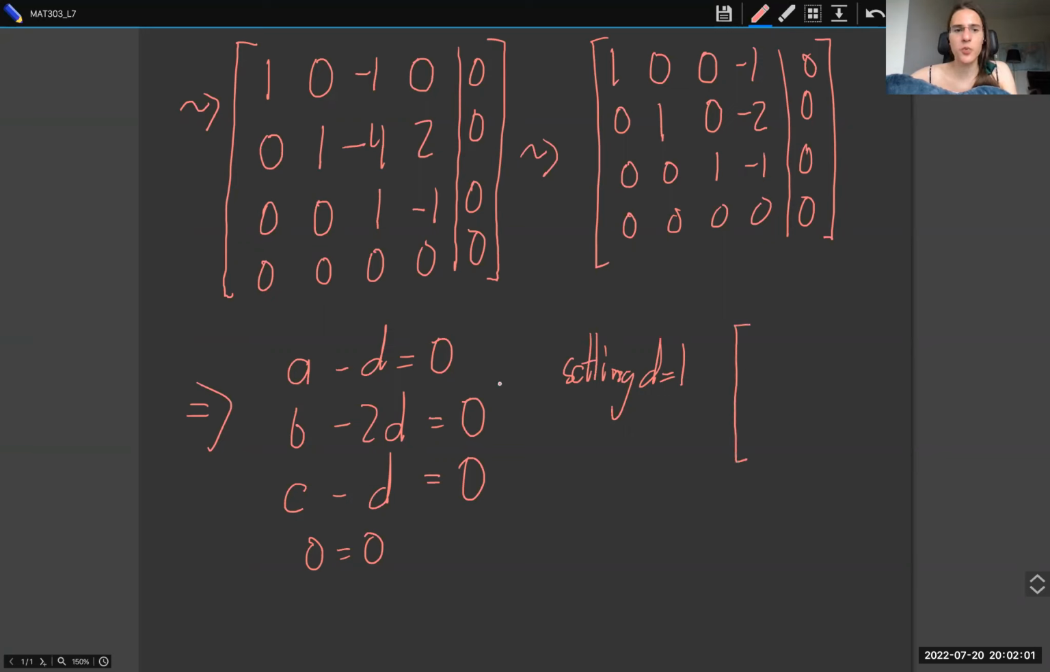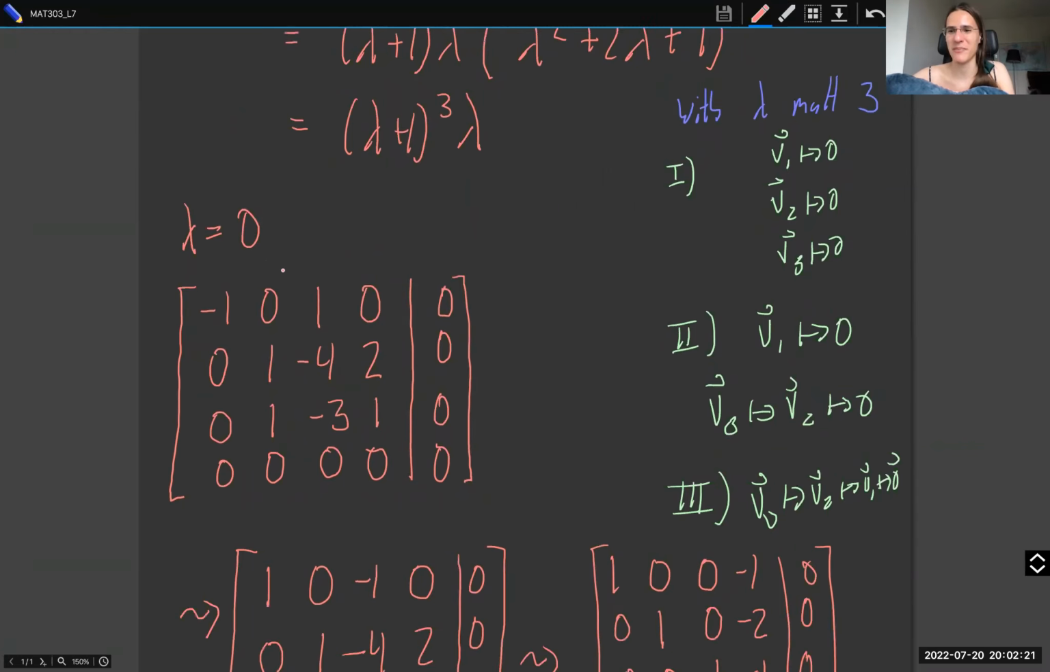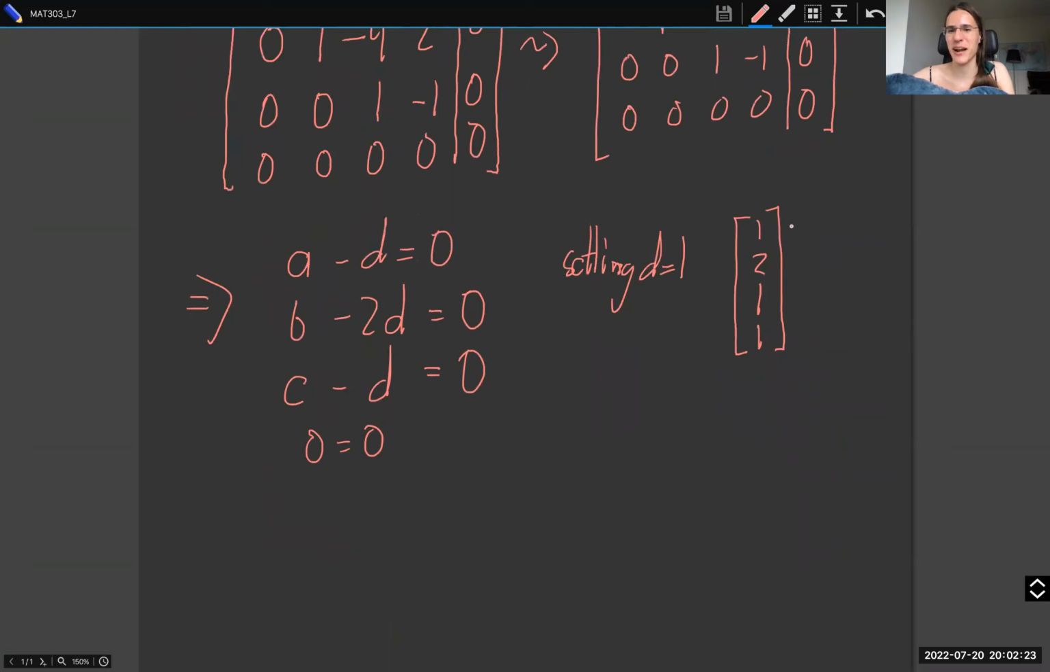So if D equals 1, then, well, A equals D. So 1, 2, 1. And then we set D equal to 1, so 1. So this is an eigenvector. Well, this eigenvalue had multiplicity 1 anyway, so we wouldn't expect more. We're doing the multiplicity 1 eigenvector. So this is an eigenvector for lambda equals 1.